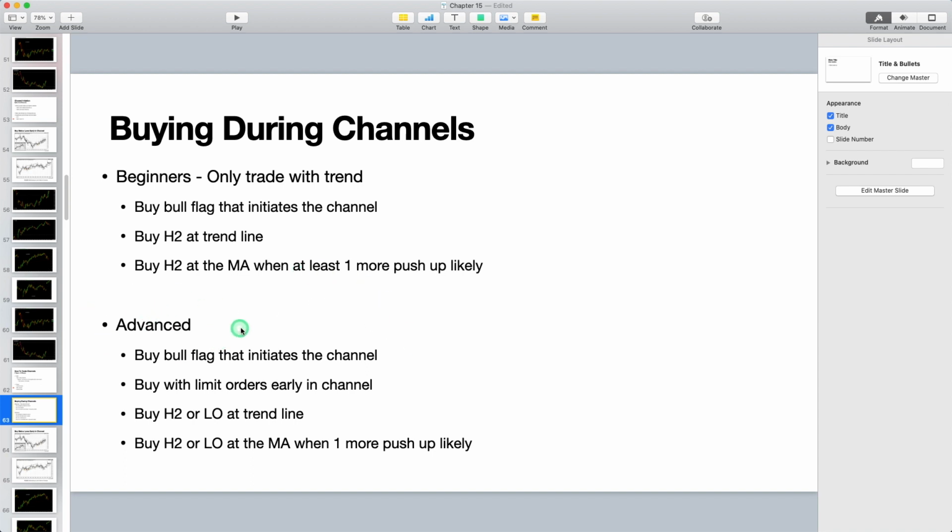Advanced traders during bull channels will buy bull flags that initiate the channel, which we talked about. They'll buy with limit orders early in the channel. They'll buy high 2s with stops or with limit orders at the trend line. They'll buy high 2s or with limit orders at the moving average when one more push-up is likely. So the difference between advanced traders and beginners is that advanced traders are going to use more limit orders at specific areas.